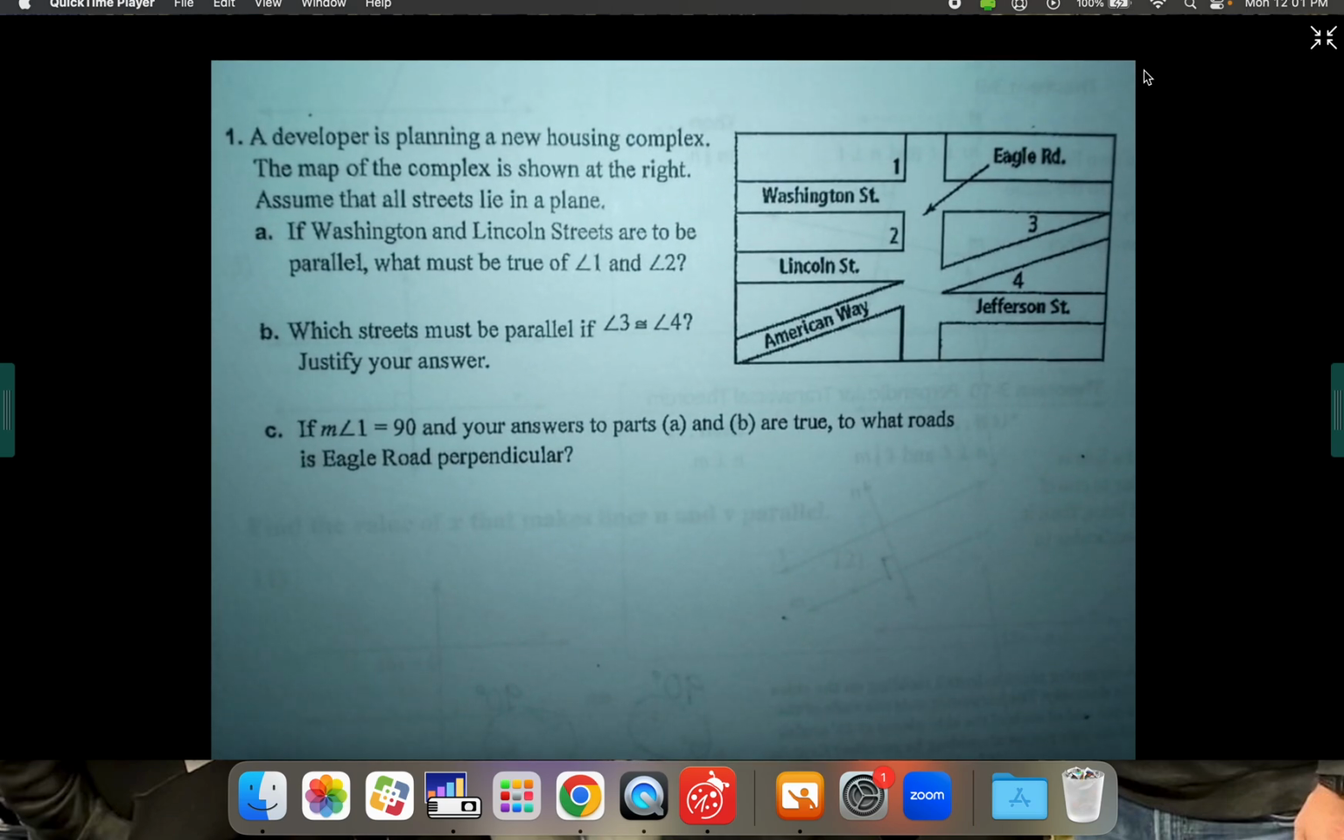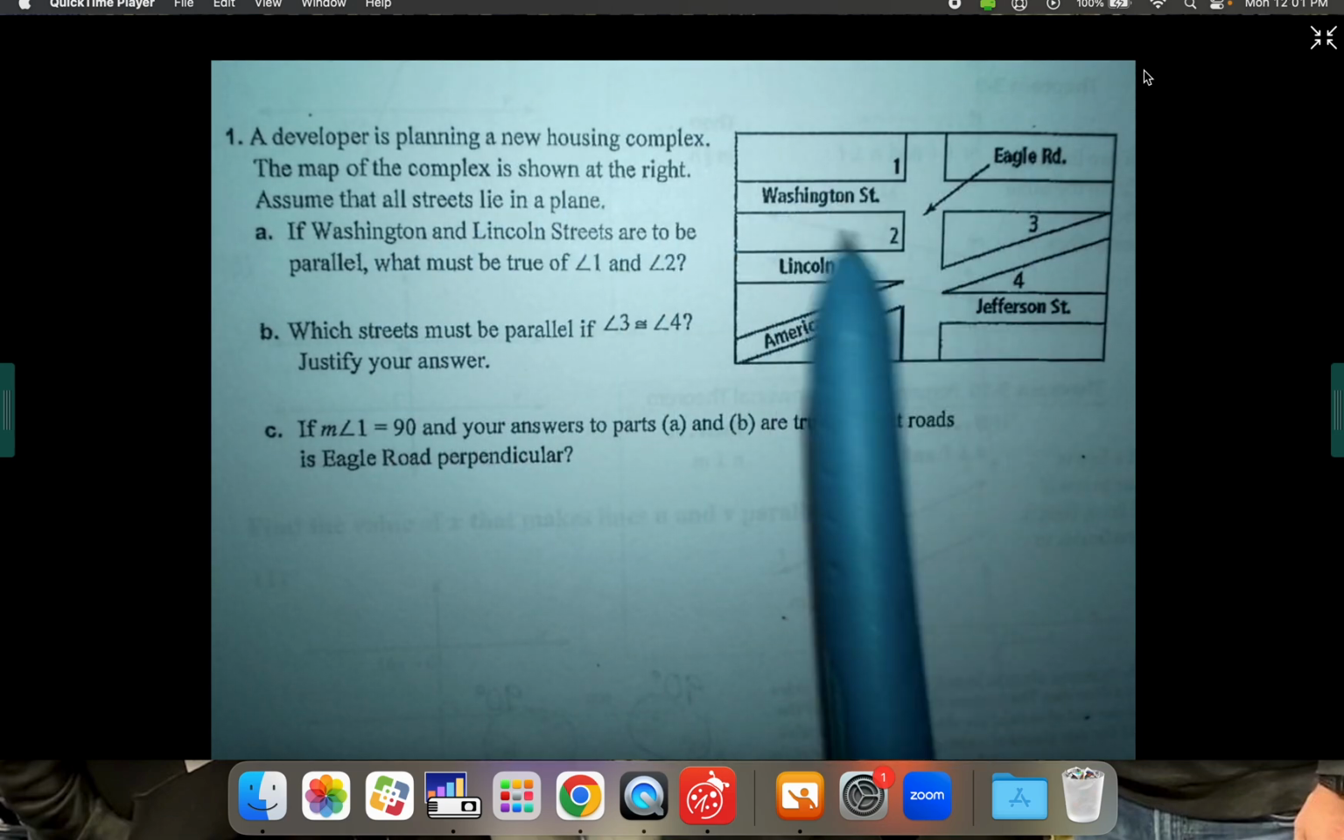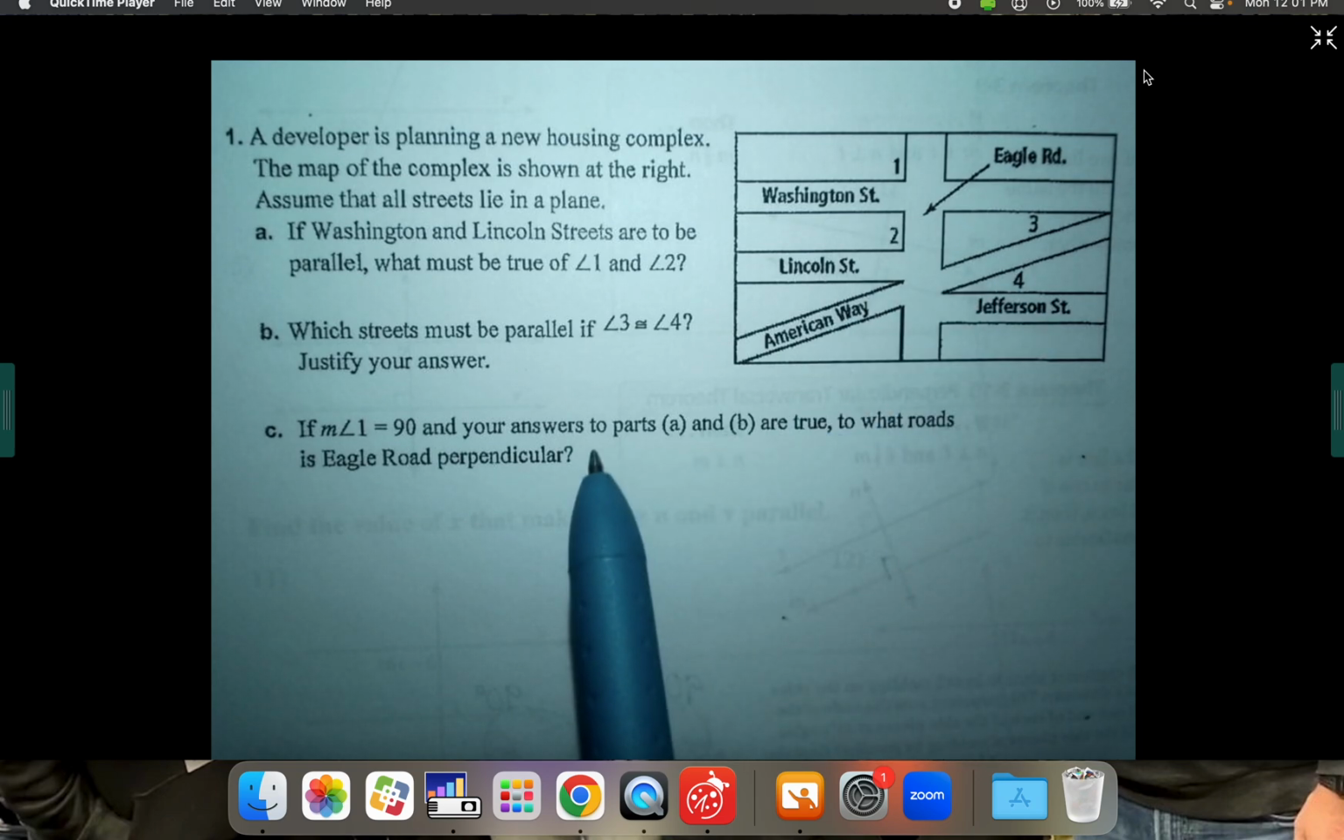All right, last part. This says a developer is planning a new housing complex. The map of the complex is shown right here. This kind of reminds me of your little project you did recently.